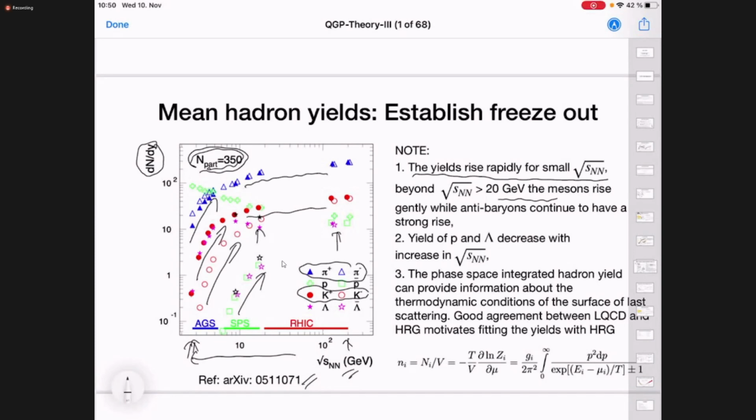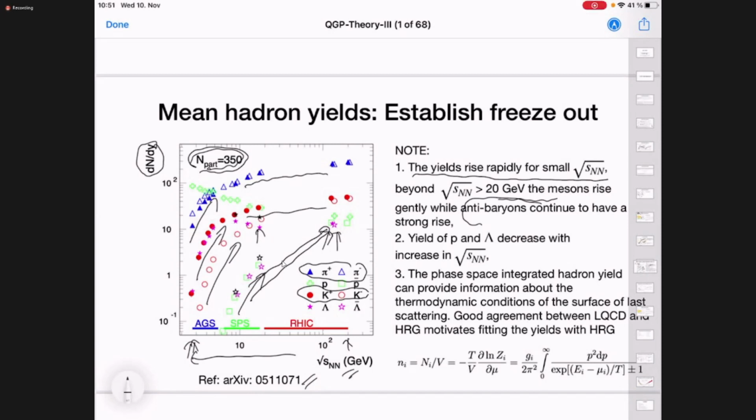On the other hand, the antibaryons, so you have the antiproton here, then you have the anti-lambda here, still rise quite fast. So the mesons rise gently, while the antibaryons still seem to rise quite fast.